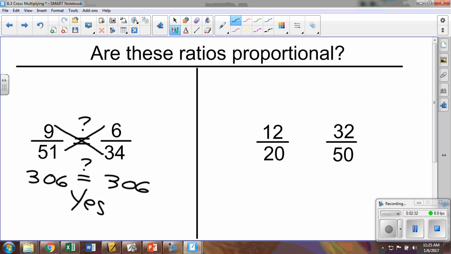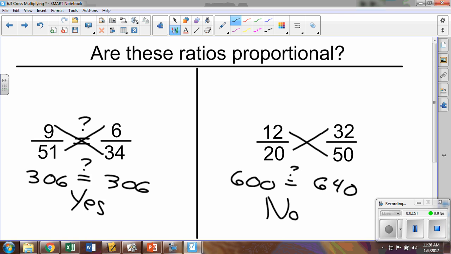So we'll multiply here. And if you've got a calculator to speed up the number crunching, you can do this stuff even more quickly. 12 times 50, 600. 20 times 32. And so we're asking, are those equal? Of course not. So no, these are not proportional. Cross-multiplying allows us to check if they are the same very, very rapidly.